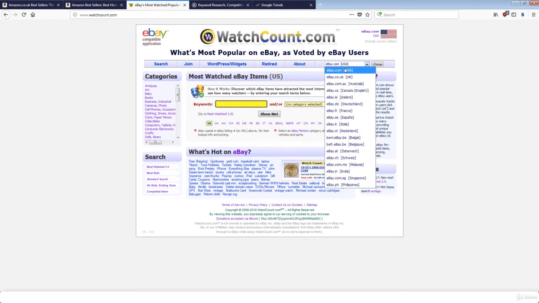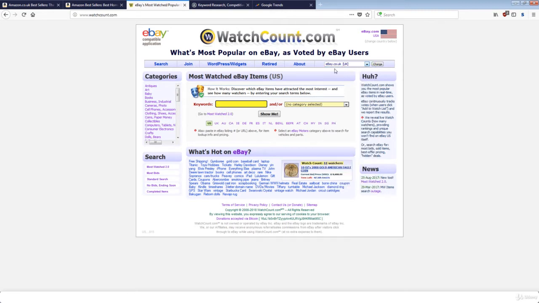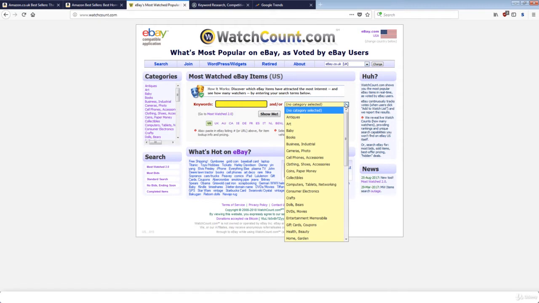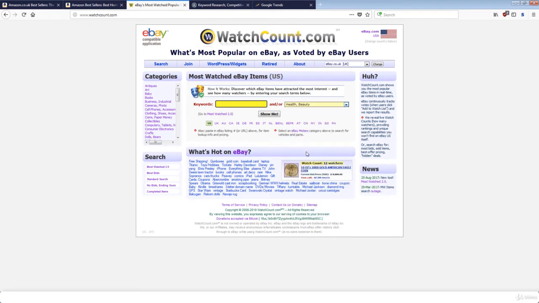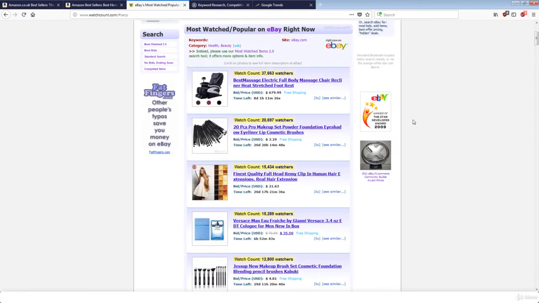So whatever country that you want to sell in, that will be the one to choose here. You just click to choose any at all. I'm just going to click on ebay.co.uk, that's the UK marketplace. You can either enter a keyword or you can choose a category. So if you have no idea what you're going to sell, you just want to find hot selling products in any category, you can choose a category. So let's go for health and beauty. Click show me. And then you can scroll down the list.